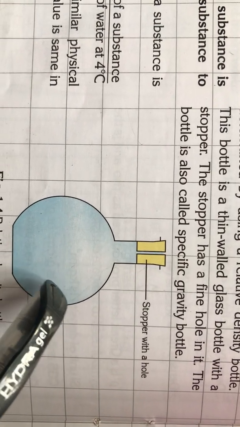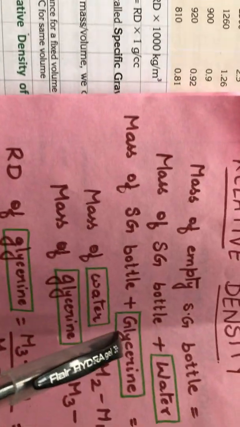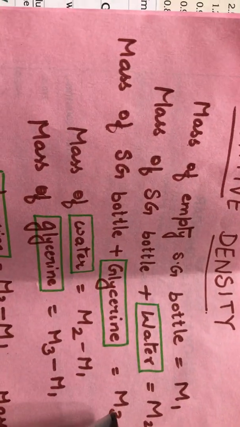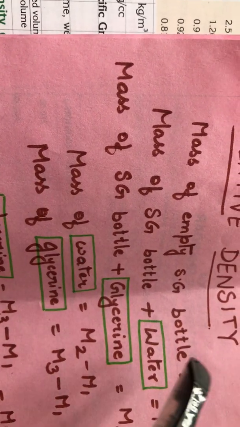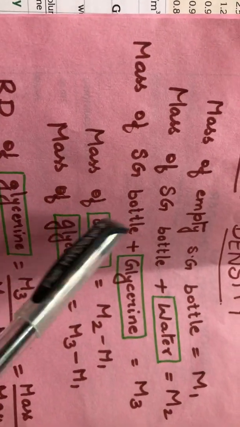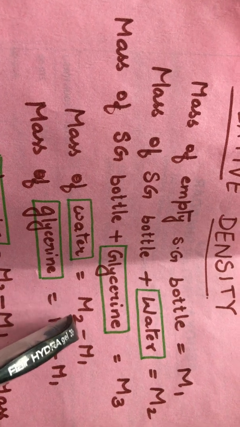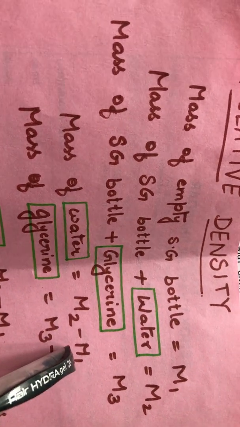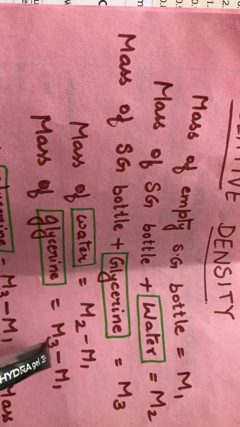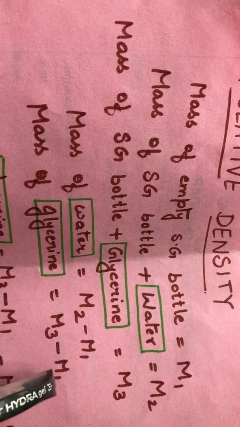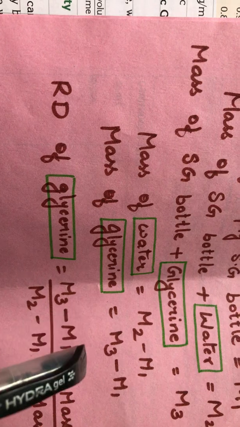Now we will find the mass of this bottle with glycerine. The mass of this bottle with glycerine will be equal to M3. To find the mass of water only, there is also the mass of the bottle, so we subtract the mass of the bottle with water minus the mass of the empty bottle. Similarly, for glycerine, we subtract the mass of the bottle with glycerine minus the mass of the empty bottle.